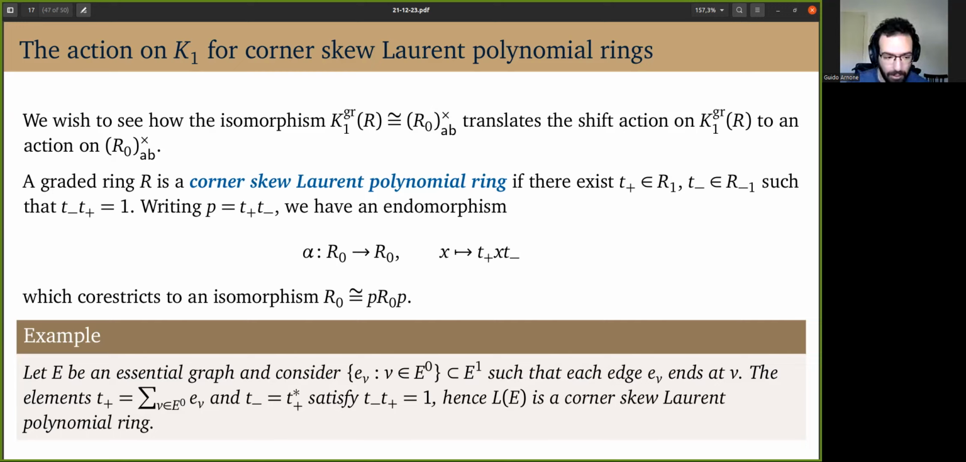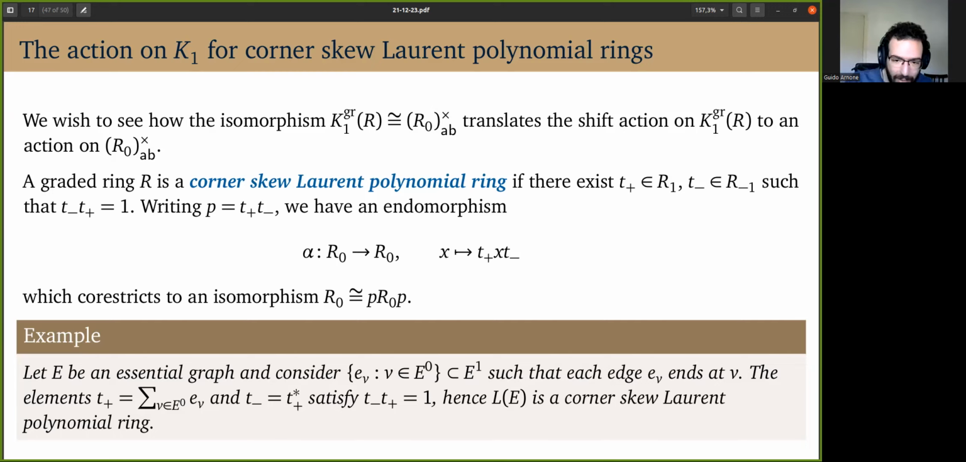But more generally, if you have any essential graph E, and you take one edge ending at each possible vertex v, then you can make the Leavitt path algebra of E into a corner skew Laurent polynomial ring. What you do is you take t plus to be the sum of these edges, and t minus to be the star of t plus. So there was this involution going on, but explicitly you take the sum of these e sub v's as t plus, and the sum of these e star sub v's as t minus. Now the Cuntz-Krieger relations let you check that t minus t plus is 1, so this is in fact a corner skew Laurent polynomial ring.